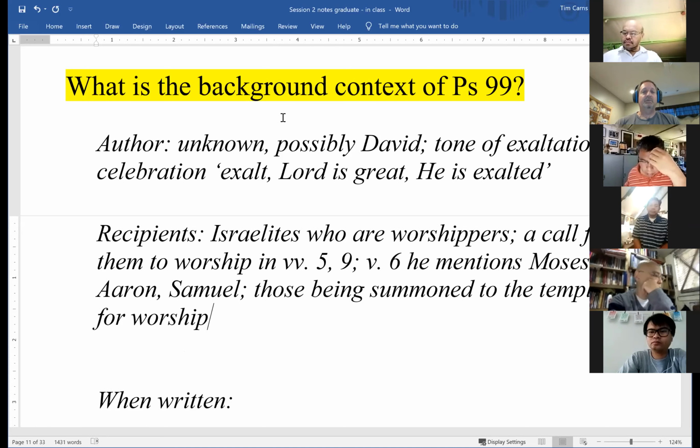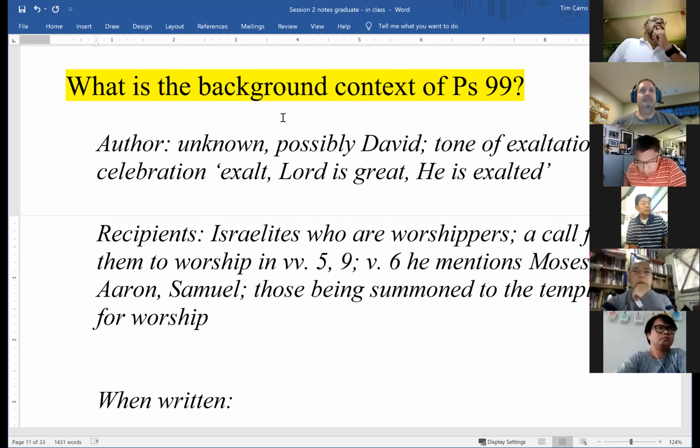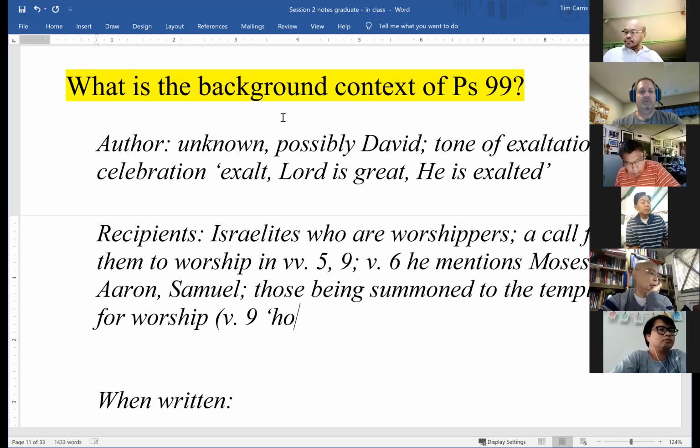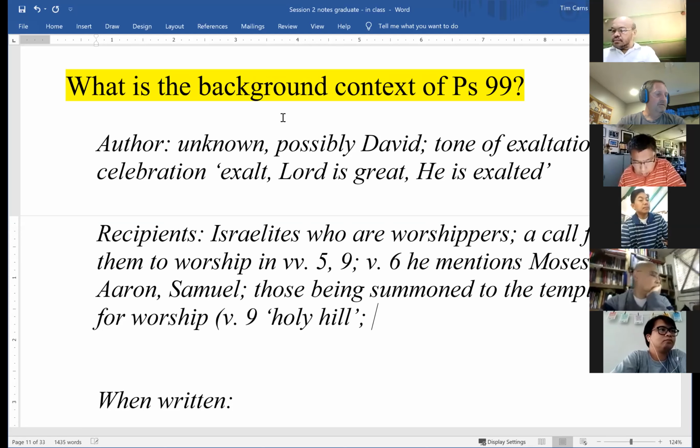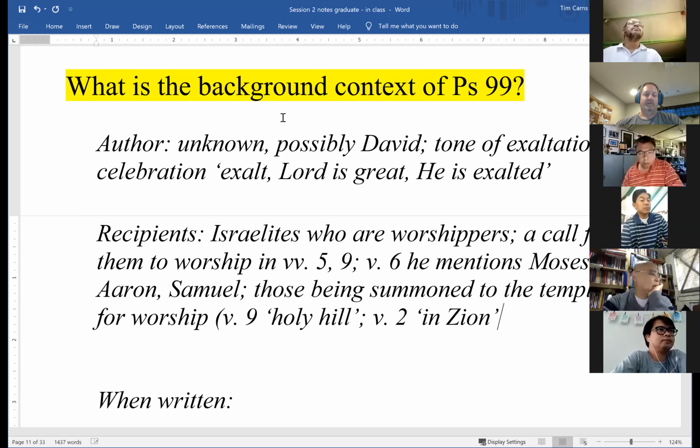Can you guys see any references here that might indicate that he's wanting to focus them on worship at the temple? You guys see any indications in the psalm there? Yeah, Holy Hill, the mention of the words Holy Hill. Okay, good. Holy Hill in verse 9. And then also notice in verse 2, where is the Lord great? Zion. Zion. And Zion again, we'll talk about that when we get to geography.